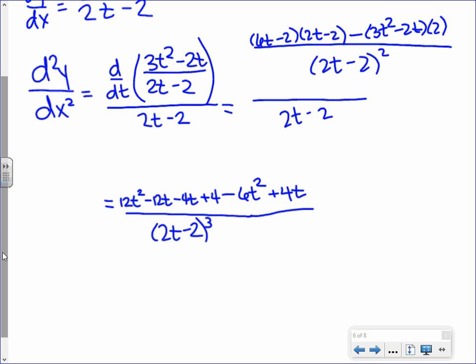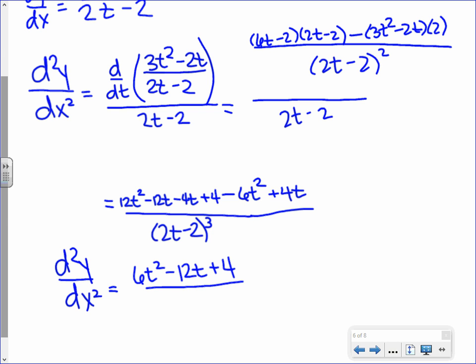Yeah. That looks simple. Okay. So our second derivative is 6t squared minus 12t plus 4.